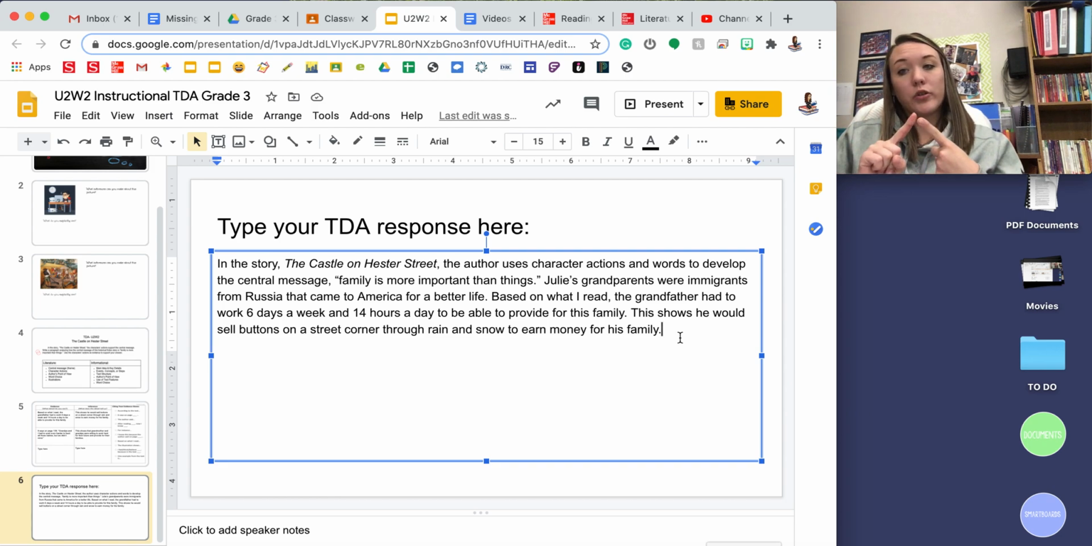I have my intro sentence that has the story title and the elements. I have my one-sentence summary. And then I have my first piece of evidence and inference that I was able to take directly from the TDA chart. Tomorrow on Thursday, we will finish up writing our TDA response, read through the entire paragraph, and make sure it all makes sense.